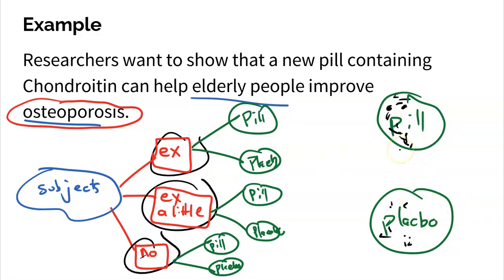If I did it completely random, there is a possibility, probably very unlikely, but there is a possibility that everybody that exercised ends up in one group, maybe taking the pill. Now I have a confounding variable. Did they get better because they exercised, or did they get better because they took the pill? If I'm really concerned about that important variable, I block.